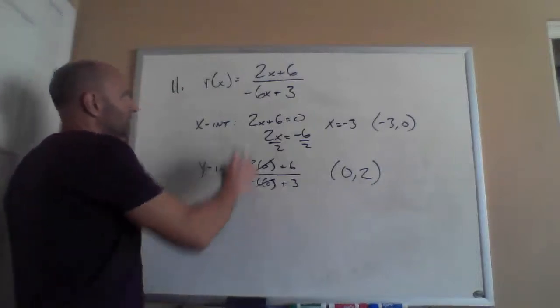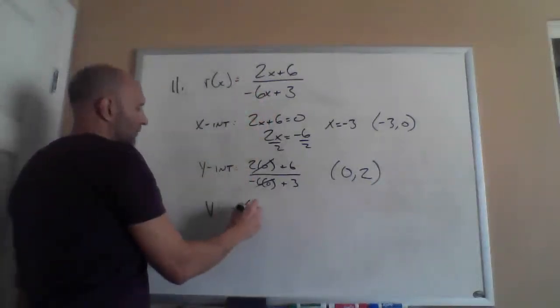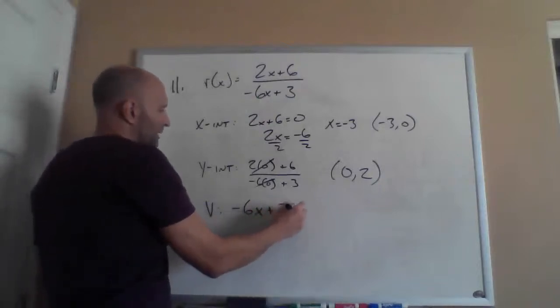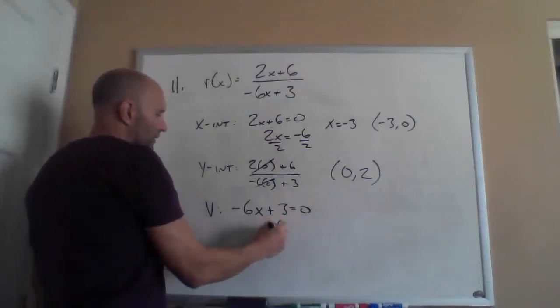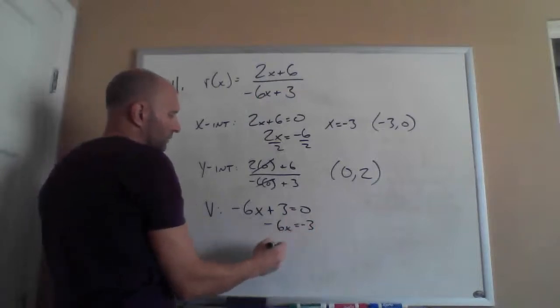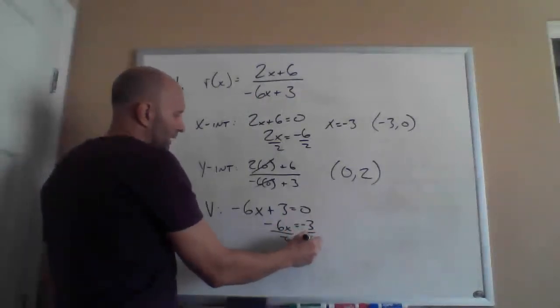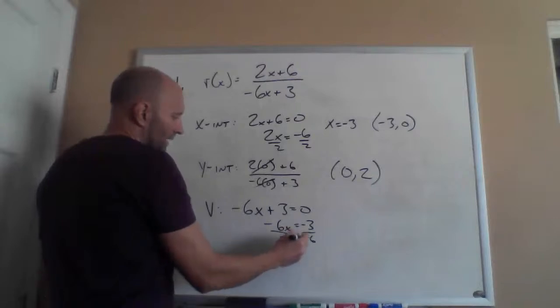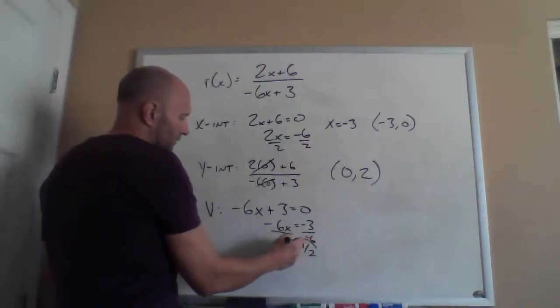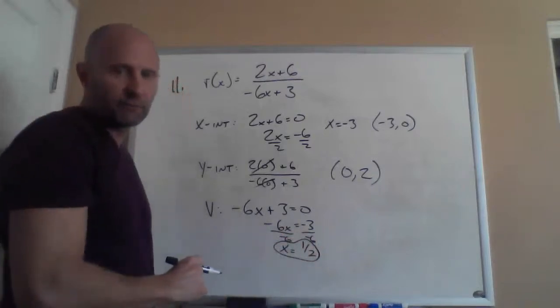Vertical asymptote. Set the denominator equal to 0. So negative 6x plus 3 is 0. Move the 3 over, so negative 6x is negative 3. Divide everything by negative 6. Tells me x is equal to positive 1/2.